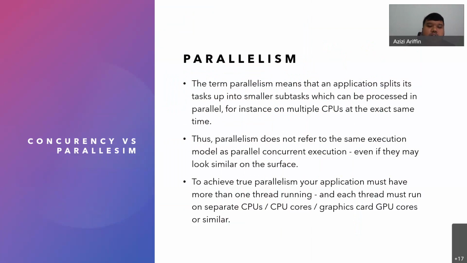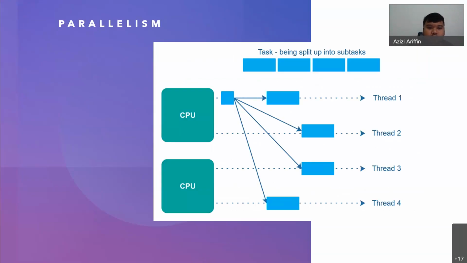To achieve true parallelism, so true, maksudnya memang dua tasks simultaneously been run on the two different CPU cores. To achieve true parallelism, your application must have more than one thread running, and each thread must run on separate CPU or CPU cores. Maksudnya dia mesti ada thread dan dia mesti run on different CPU. That is a true parallelism. Okay. So nampak kita split task dan nampak setiap task tu kita boleh splitkan kepada dua CPU cores.